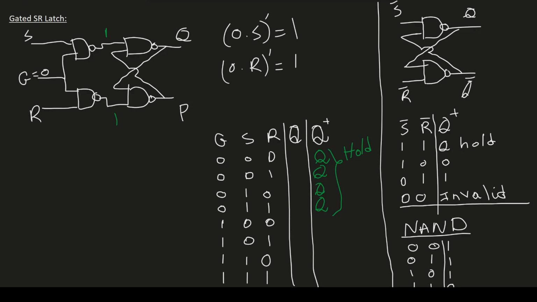Now let's see what happens when the gate is 1. So when G is 1, let's see what the next state will be. So the top left NAND gate has S NANDed with 1, and the bottom has R NANDed with 1. For 0, 1, we can have 0. And then for 1, 0, we can have 1. And the last one is our invalid.